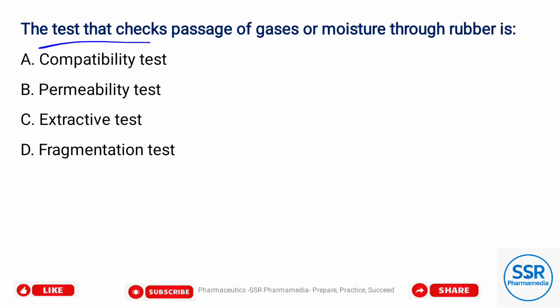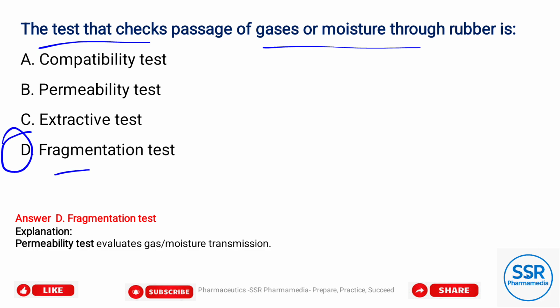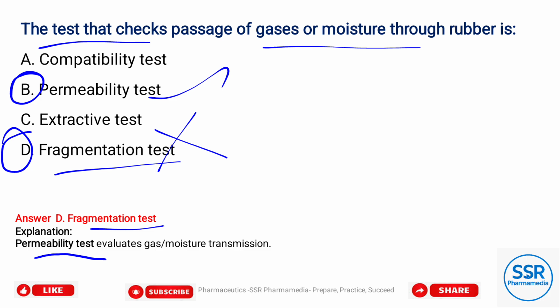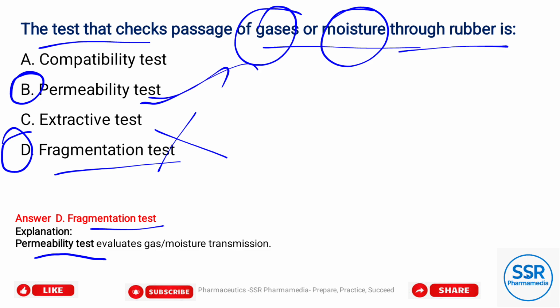The test that checks passage of gases or moisture through rubber is, option D, fragmentation. Sorry, this option is wrong. The permeability test is the right answer, because the test checks the passage of gases or moisture through rubber. The permeability test evaluates gas or moisture transmission. So option B is correct.